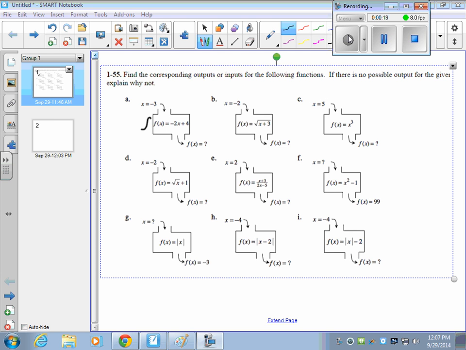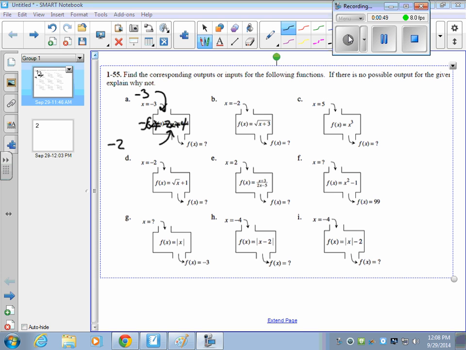So if you look at letter A here, f of x is equal to negative 2x plus 4. You can't see that very well on my screen, but if you look at problem 155, you'll see it much better. What they're saying is that they're putting negative 3 in for x, and asking what's going to come out. What that means is you would plug in negative 3 for x.